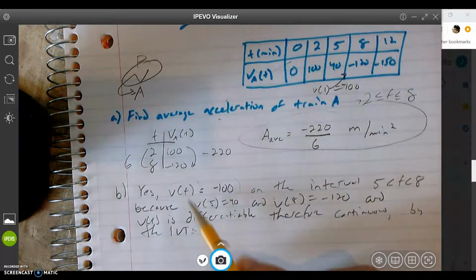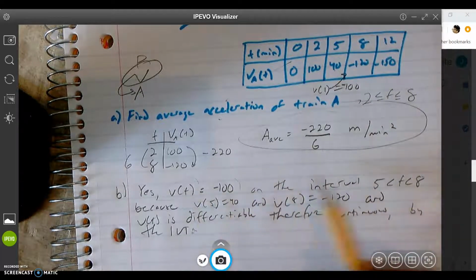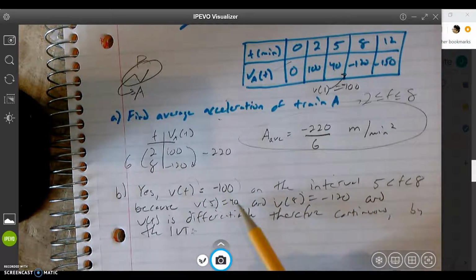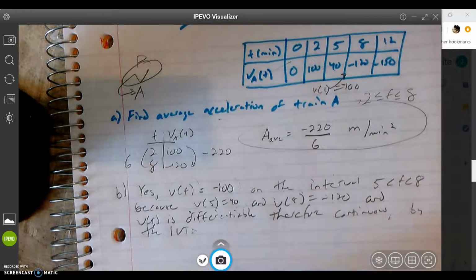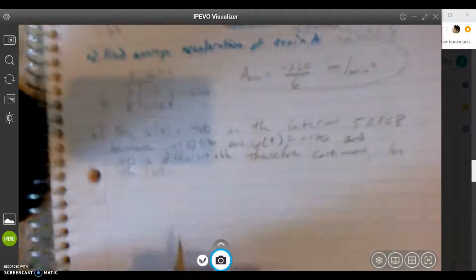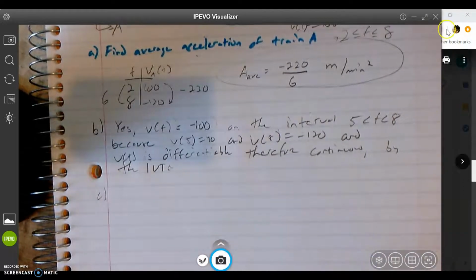You got to say the velocity has to equal this. You got to say the interval, and you got to say that between these 2 points that I talked about, looking at the y values, because negative 100 is between those two. You got to say it's continuous, and you got to cite the IVT. All those things will get you the points. It doesn't really matter what order you say it. Okay? C, looking good.